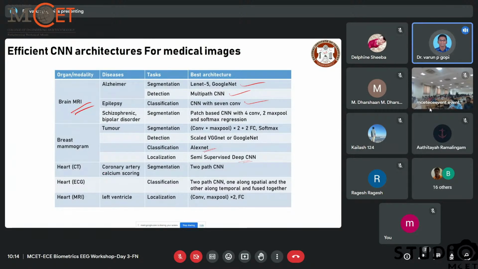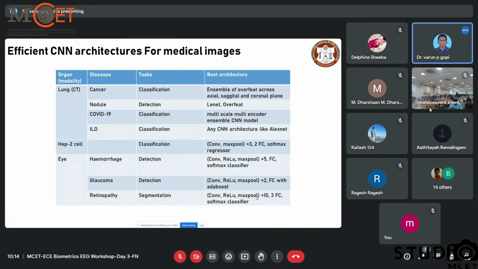For segmentation of heart CT, you can go with the 2-pass CNN. For heart ECG classification, a 2-pass CNN, one along spatial and another along temporal features. Then finally, we have to fuse them together. For heart MRI, for left ventricle localization, we can go for convolution with 2 convolution filters. Next, for lung CT, for cancer classification, an ensemble of CNNs across the axial, sagittal and coronal planes. So 3 planes are there: axial, sagittal, coronal. These 3 we have to consider.